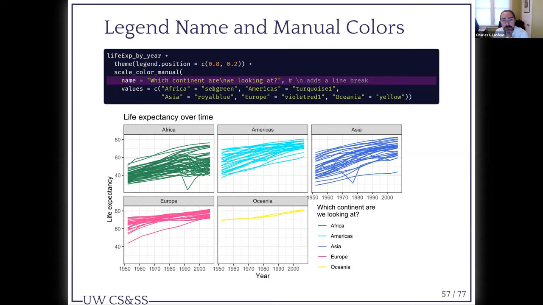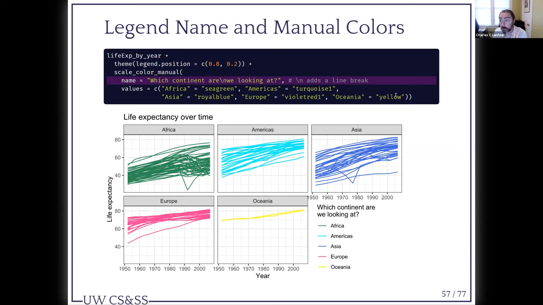So what this does is it makes it so all these lines for Africa are sea green. These are all turquoise. These are royal blue. These are violet red, and these are yellow. This is a manual legend. If you're finicky and you want to manually set values, this is how you would do it.